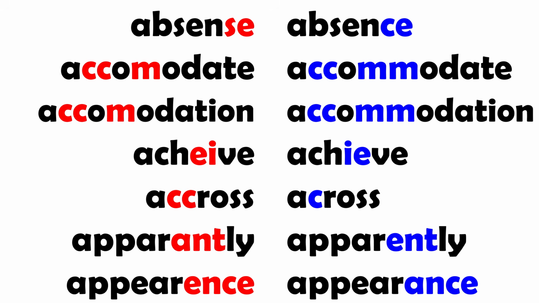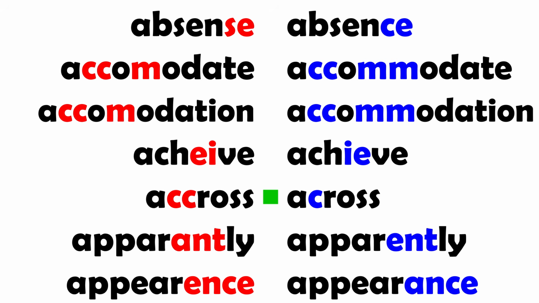Now, here is a list of words that are commonly misspelled in English. Can you spell them correctly? Absence. The correct spelling has CE, not SE. Accommodate, accommodation. 2 C's and 2 M's. That's the way to spell it correctly. Achieve. The I before E rule applies here.